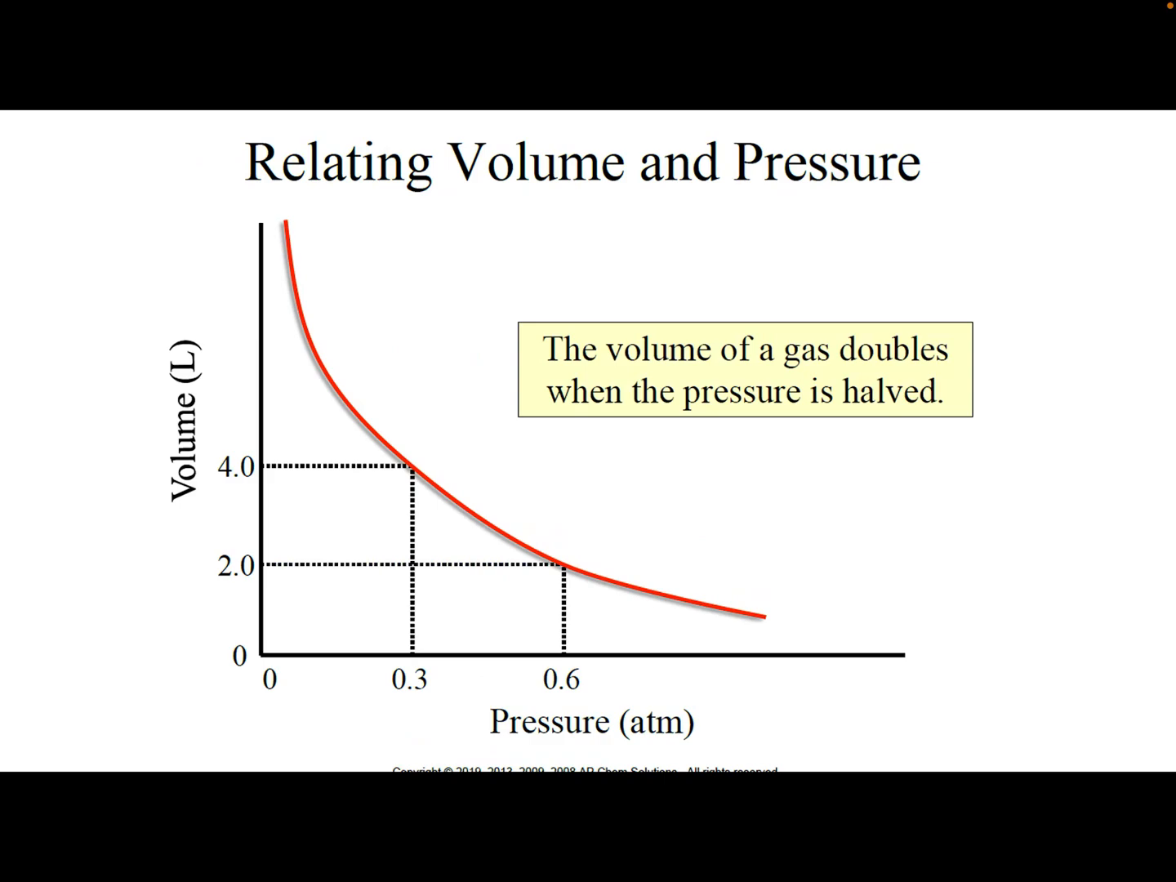So, looking at the relationship between pressure, volume, and temperature, if you consistently remember that P1 V1 over T1 is equal to P2 V2 over T2, you will always remember what kind of relationship exists. So, volume and pressure, that's an inverse relationship. So, when one goes up, the other goes down.